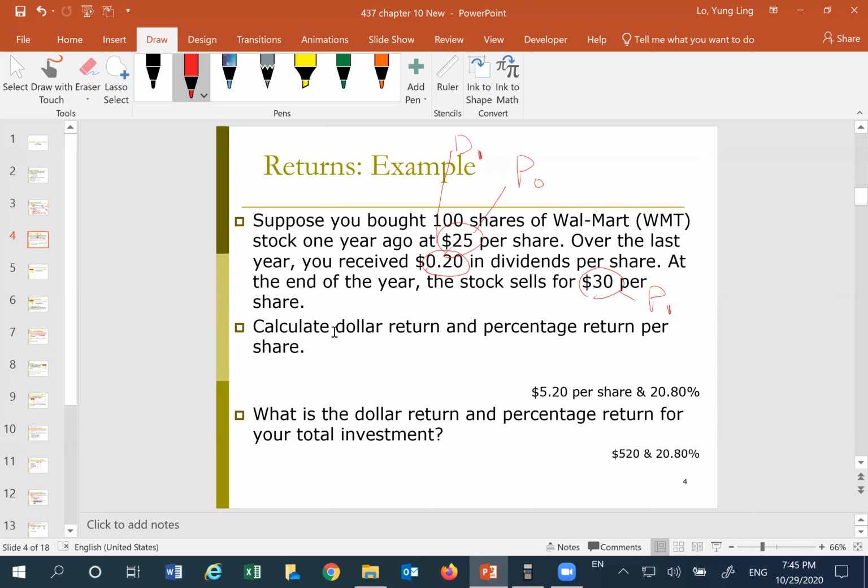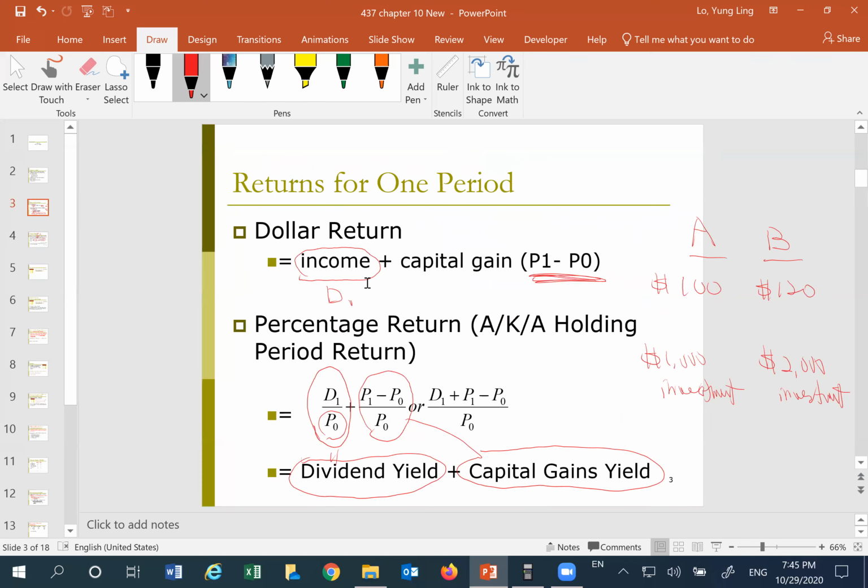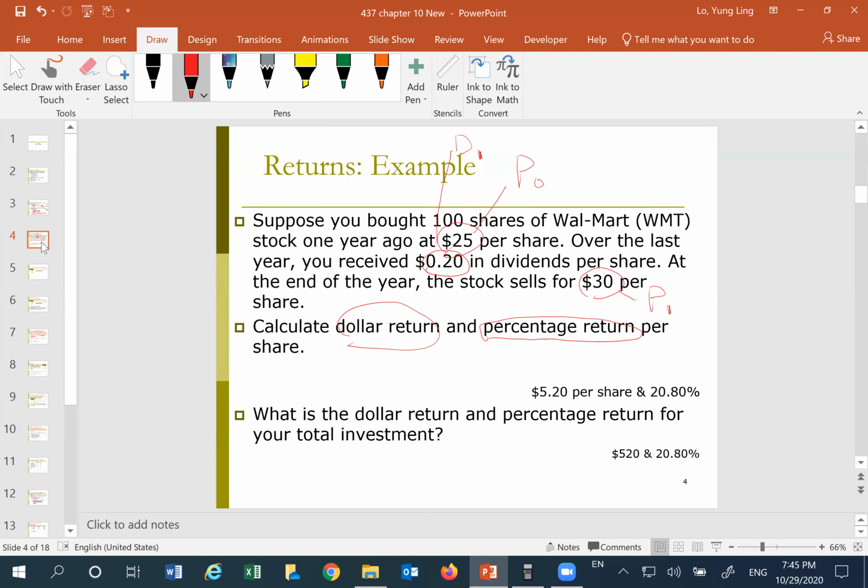So what do we need to calculate? We need to first calculate the dollar return before we calculate the percentage return per share. Based on what we discussed in the earlier slide, dollar return includes income and capital gain. So what is our income? In this case, the dividend that you received will be taxed as ordinary income. So dollar return includes D1, which is income, plus P1 minus P0. Your D1 is just the 20 cents of dividend received, while your capital gain is your P1, $30, minus the begin price, or P0, of 25.